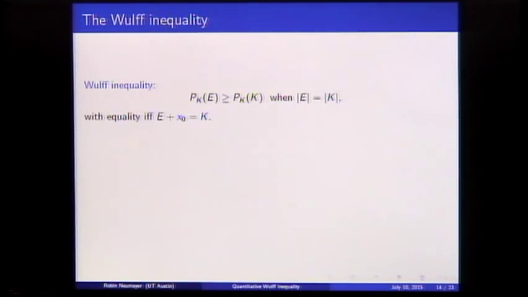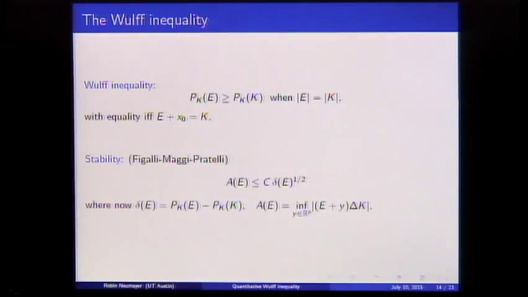For the anisotropic perimeter, we get the analog of the isoperimetric inequality. This is the Wulff inequality. It says that the K perimeter of a set E is greater than or equal to the K perimeter of K among sets of the same volume. And again, we get equality if and only if our set is a translation of the Wulff shape.